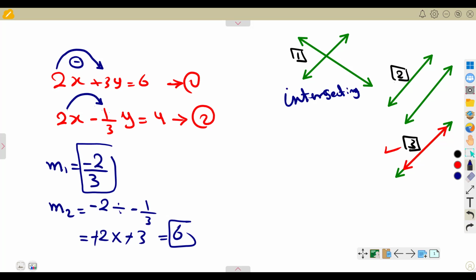Wait, what's intersecting? Like the first one, right? Intersecting means they intersect at one point. So it's the first one.